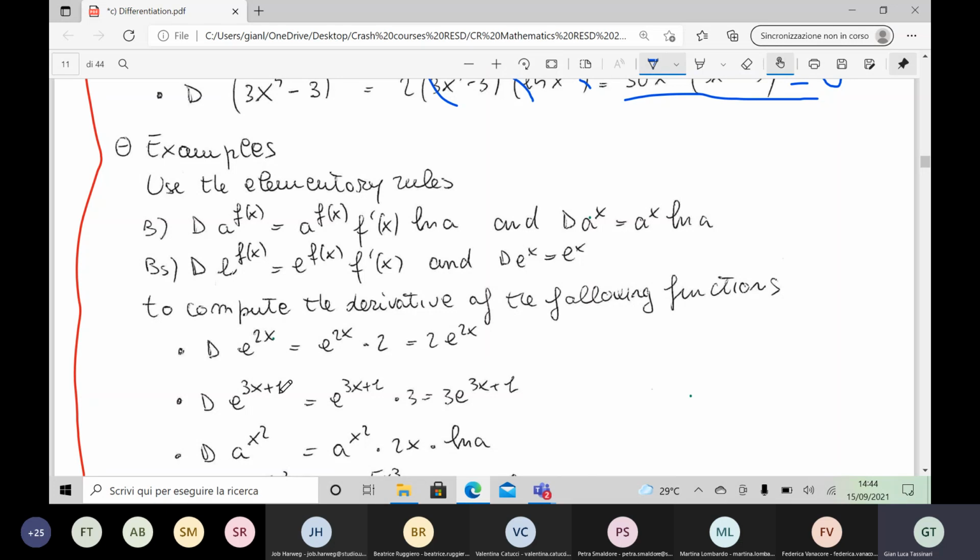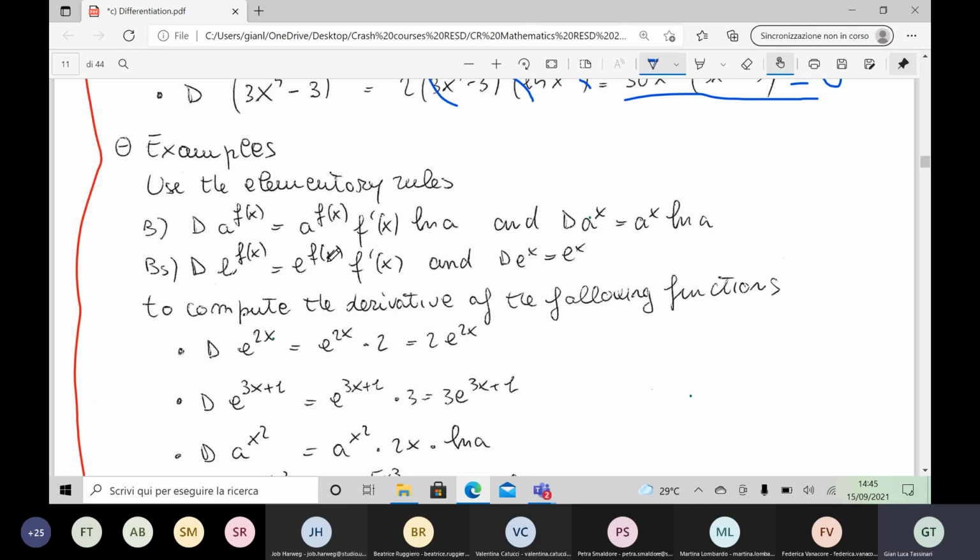Derivative of e to the power 3x plus 1. Obviously, you can always apply the first one, but you cannot apply this one, and you cannot apply this one, but you can still apply this one, because you have e to the power f of x. So again, you can apply directly this one.